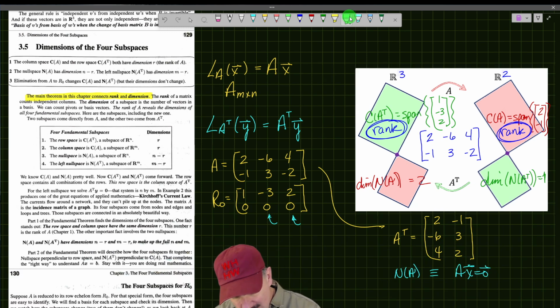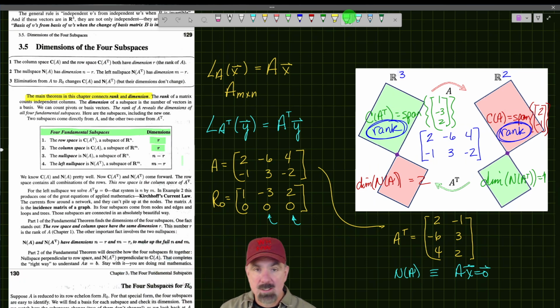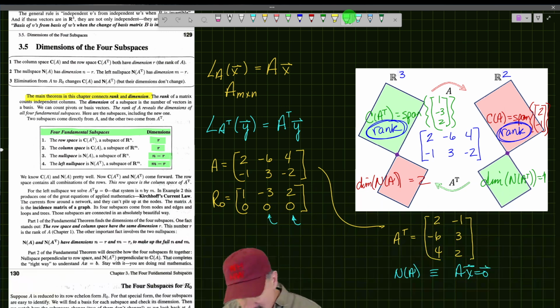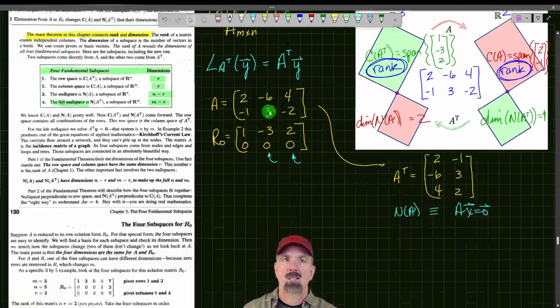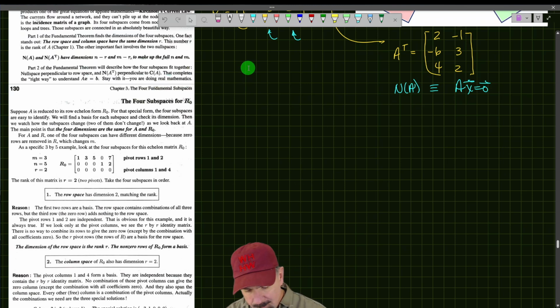This is a big takeaway for Strang here, and it's really covered in here. He talks about the dimensions of the column space and the row space, and then the dimensions of the two null spaces. You'll notice that he calls the null space of A transpose the left null space. Let me explain why he uses that terminology.